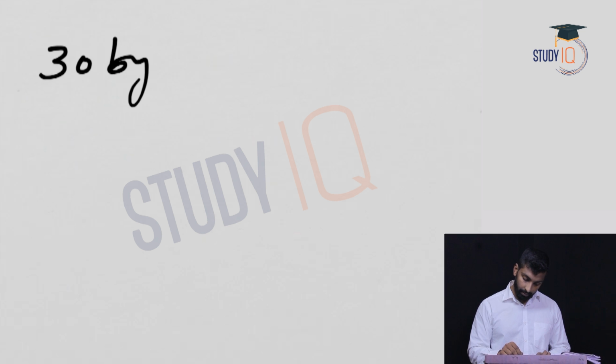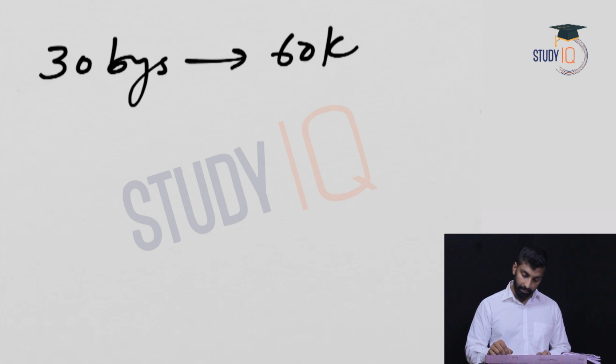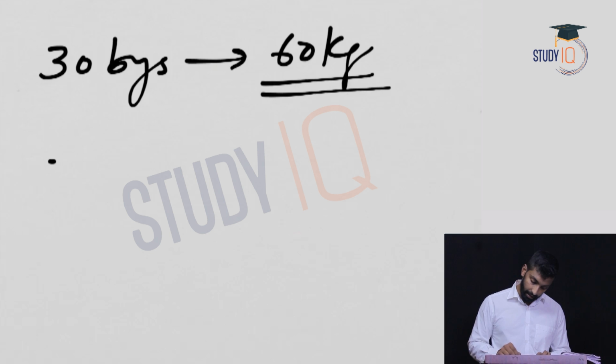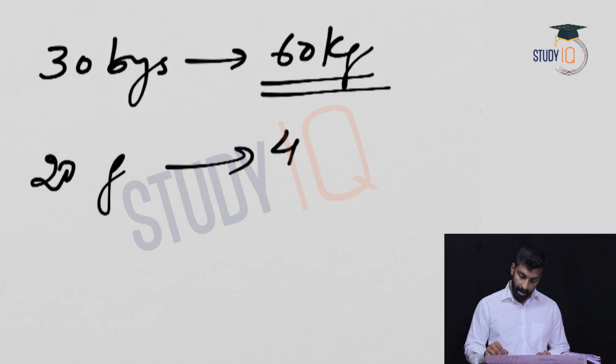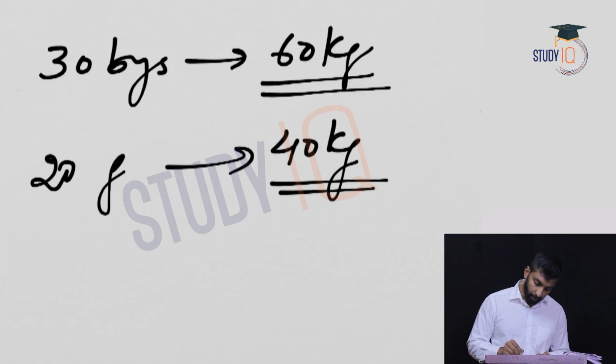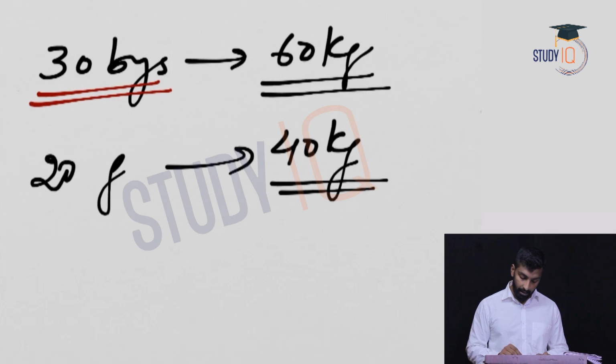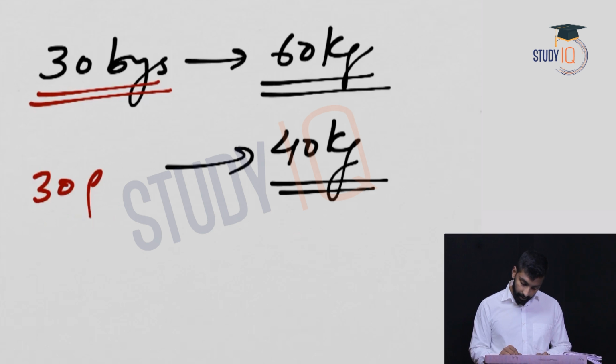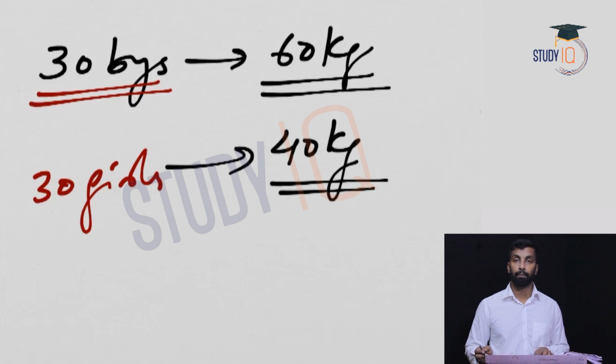30 boys, average weight 60 kg. 20 girls, average is 40 kg. So here if you look at the boys and girls, the number of boys and number of girls are different. Now take a different scenario: 30 girls, average is 40. Now you need to find the average.